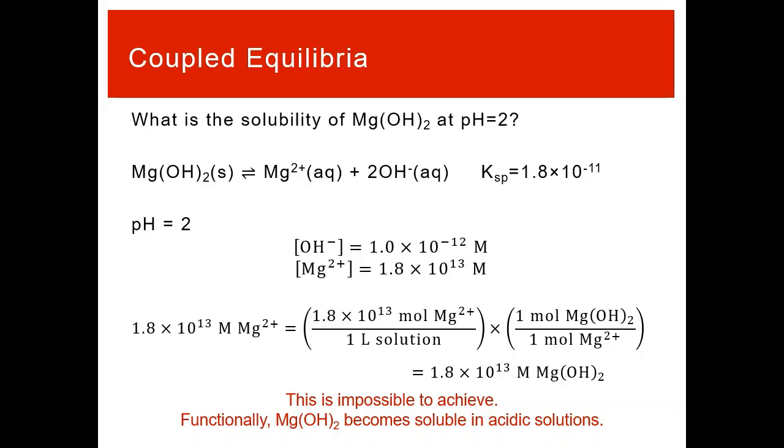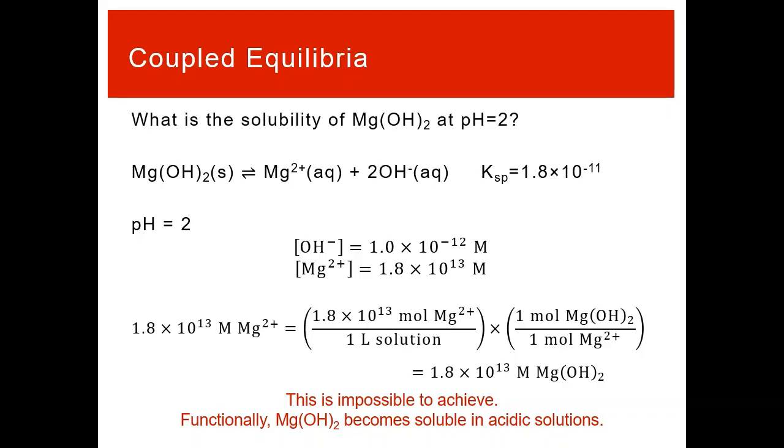So we are now able to predict that you would get this huge solubility, right? You have 1.8 times 10 to the positive 13th molar magnesium hydroxide. That's how much you could get to dissolve. Now this is impossible. Functionally, magnesium hydroxide is just soluble in acidic solutions. You're not going to get that concentration dissolved, but you are going to get basically as much as you want to dissolve. That many moles is a lot more than one liter can hold. But you can dissolve as much magnesium hydroxide functionally as you want.